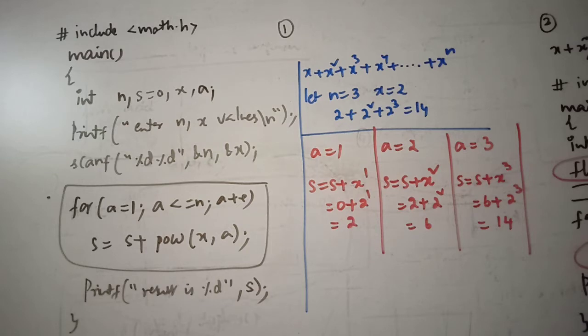Look at the box. For a is equal to 1, a less than or equal to n and a plus plus. The loop starts with 1, ends with n, incremented by 1. S is equal to s plus POW of x comma a. POW of x comma a is nothing but x to the power of a. When a is 1, x to the power of 1. When a is 2, x to the power of 2. When a is 3, x to the power of 3 and so on. Very simple logic. And use the header file math.h.